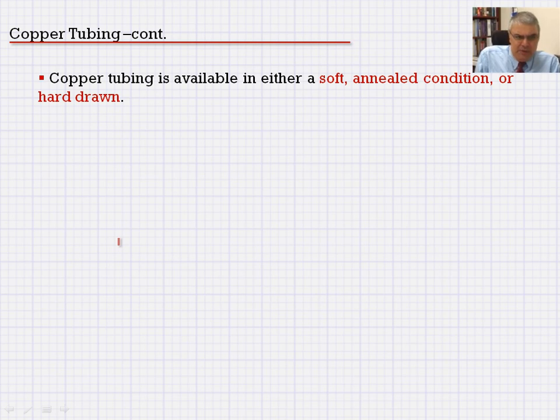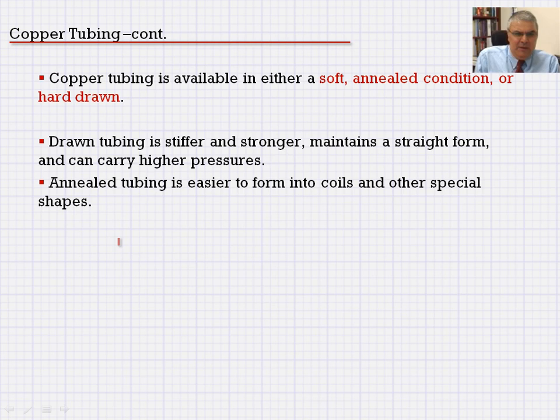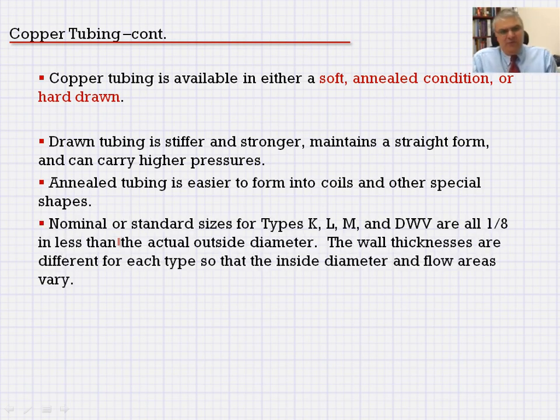There are actually three main types of copper tubing: soft, annealed, or hard drawn. It's commonly used as soft, annealed, or hard. Again, the hard drawn is, of course, much stiffer and stronger. It's more difficult to bend, and it can be used for higher pressure. Annealed tubing is easier to form into coils and other special shapes.